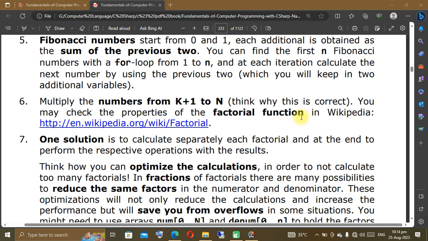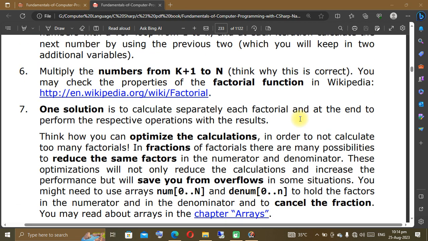Multiply by the numbers from k plus 1 to n. Think why this is correct. You may check the properties of the factorial function in Wikipedia. One solution is to calculate separately each factorial and to perform the respective operations with the result. Think how you can optimize the calculations in order to not calculate too many factorials in fractions of factorials.